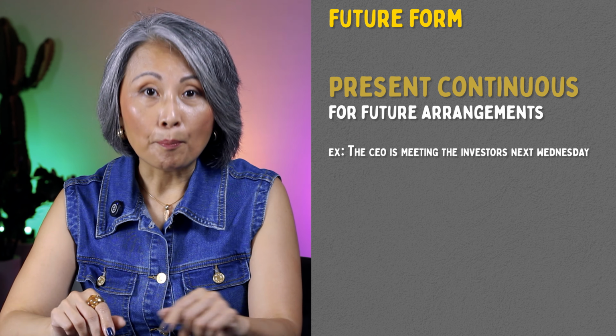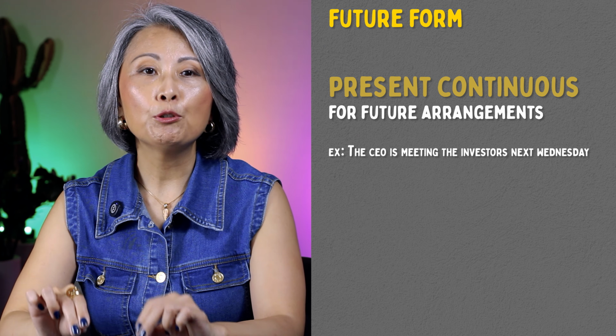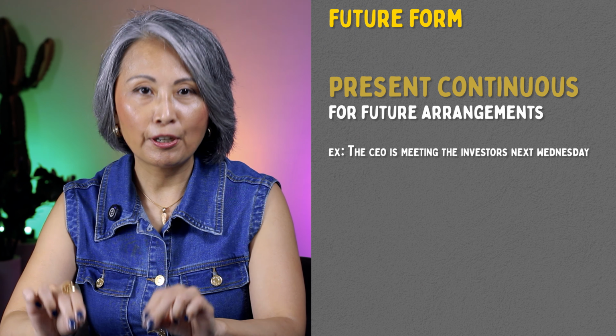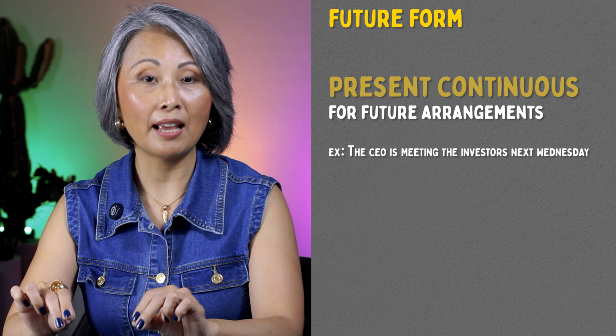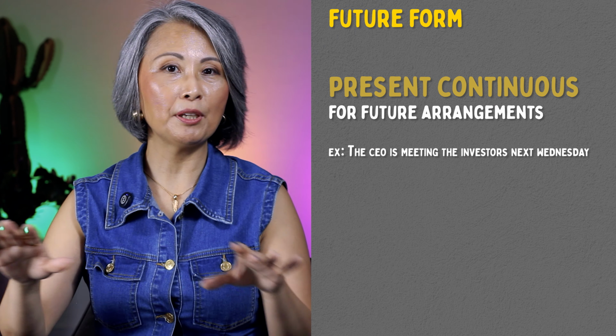Third situation, present continuous, for future arrangements. For example, the CEO is meeting the investors next Wednesday. It's already been arranged. So, did you get it? Will for spontaneous decisions, be going to for intentions, and present continuous for arrangements.